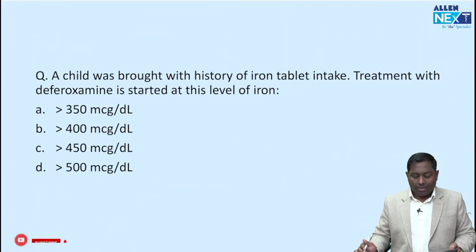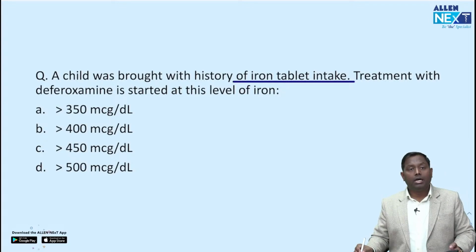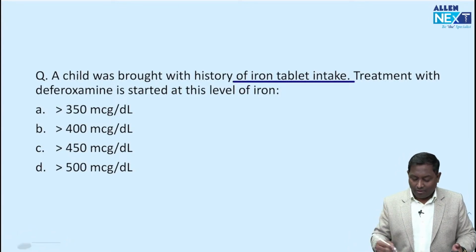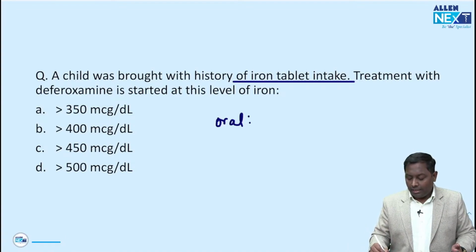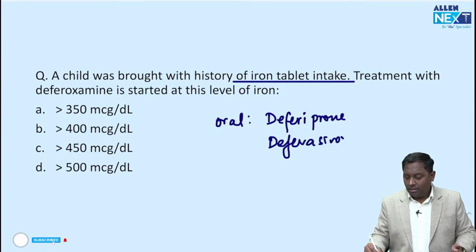Okay, next one. A child was brought with a history of iron tablet intake. Treatment with desferoxamine is started. So iron poisoning is all-time favorite, है ना? So they are always asking. Previously they asked that oral क्या देंगे? So oral antidote is known as deferiprone and deferasirox. Last time they asked. Topic is again going to be same, guys.